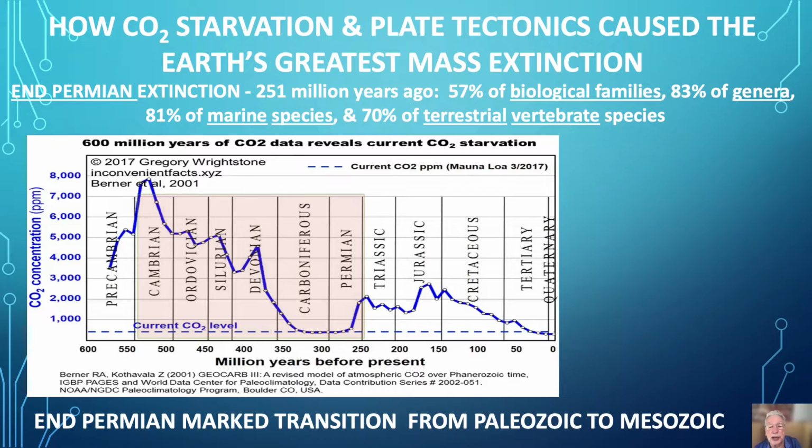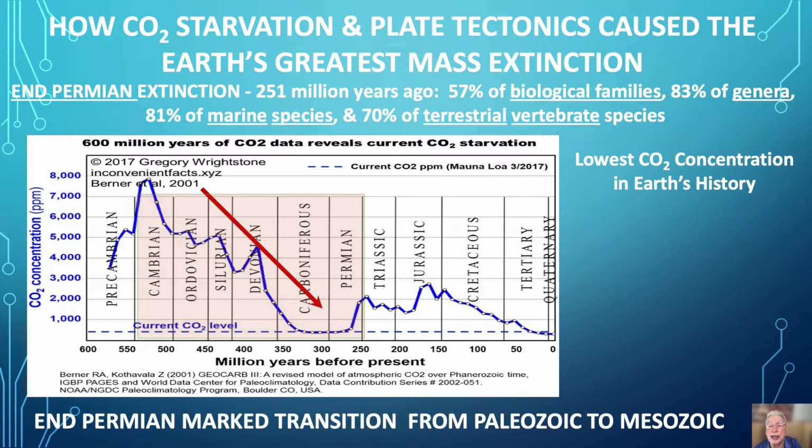The Permian extinctions represented a loss of 57% of all biological families, 83% of all genera, 81% of marine species, and 70% of terrestrial vertebrate species that were in existence at the end Permian's last million years.